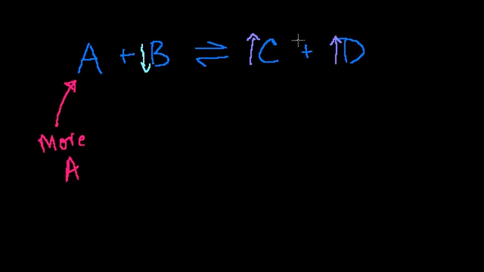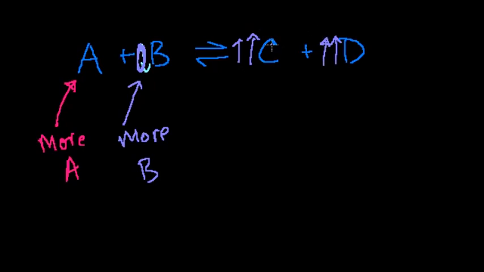Then you'd have more C's and D's, and maybe some of those are more likely to bump and go back in this direction. And eventually you would reach a new equilibrium. But the bottom line is you'll be left with more A, a little bit less B, because more B is going to be consumed by those extra A's you just added. And those are going to produce more C's and D's in equilibrium. And you can imagine if you added more B as well, then the reaction is going to go in the forward direction even more.